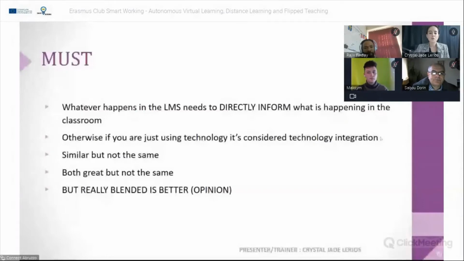Okay, so blended learning, here are some musts. Whatever happens in the LMS, the learning management system that is online, needs to directly inform what's happening in the classroom. Otherwise, if you're just using technology, it's considered technology integration. They're similar, but not the same. Both great, but not the same. But in my opinion, blended is better. So next slide.